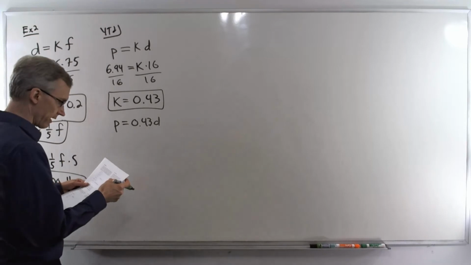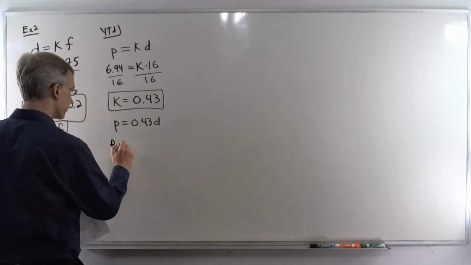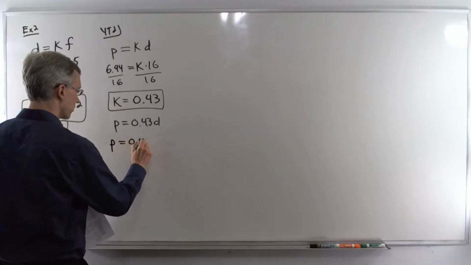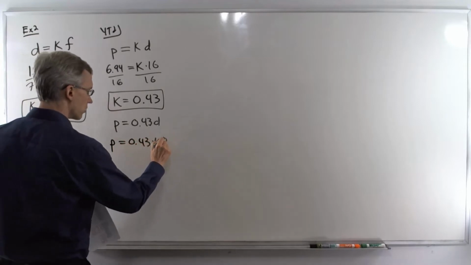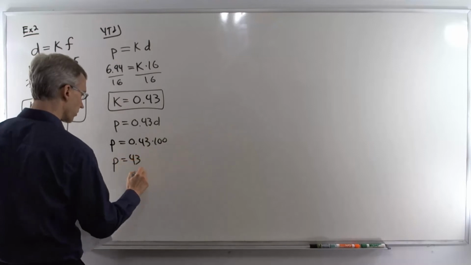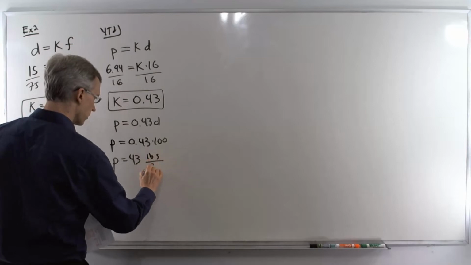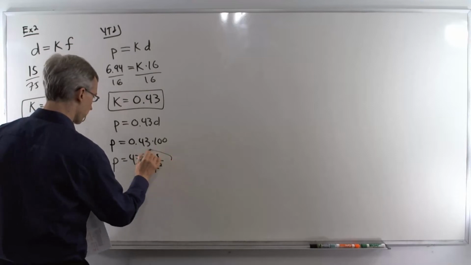All right, now we can find what's the pressure at a depth of 100 feet. So we're going to plug in 100 for D. Multiplied by 100, we get 43 pounds per square foot.